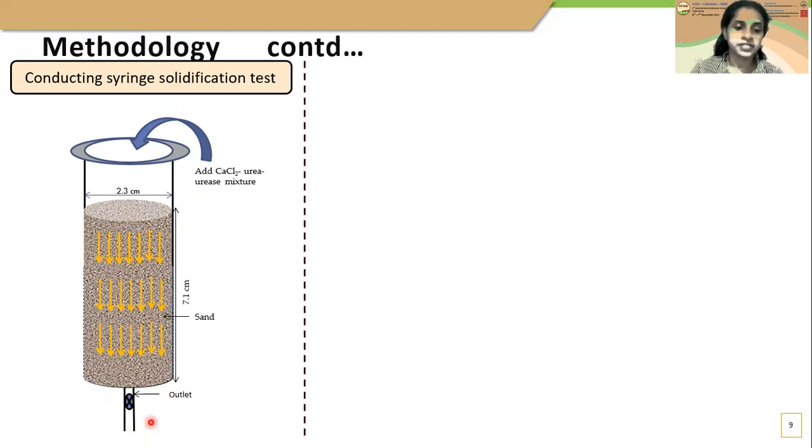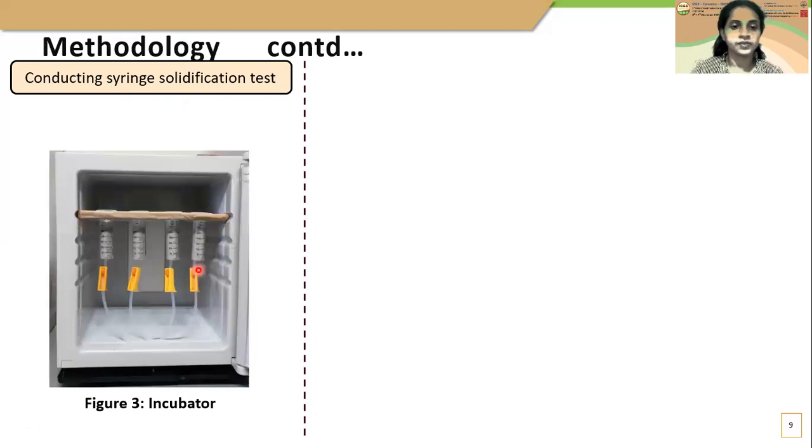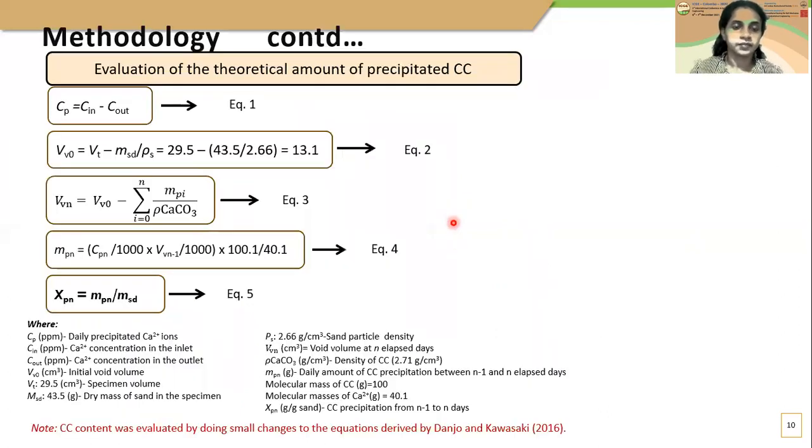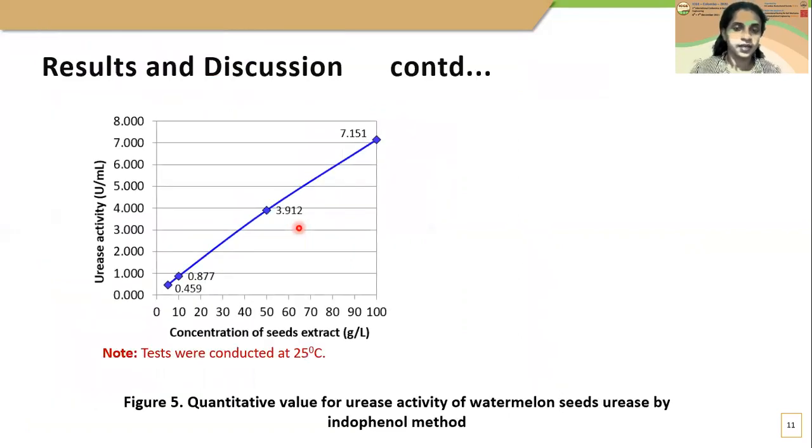Then we measured the calcium ion concentration and pH in the outlet solution once every 2 days. We conducted this experiment in an incubator in order to maintain constant temperature. Then after solidifying the sample, we used a needle penetrometer to measure the UCS of the solidified samples. Then by using these equations, we calculated the theoretical amount of precipitated calcium carbonate within the sand specimens. Then we will move to the results and discussion part.